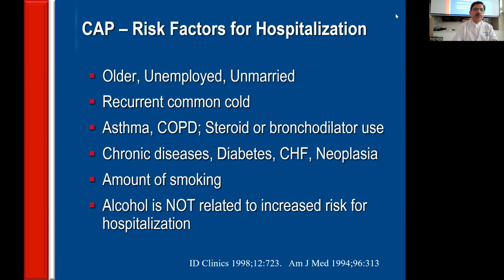Risk factors for hospitalization. Who are the ones who need to get admitted? Older patients, unemployed, unmarried, recurrent common cold, asthma, COPD, steroid or bronchodilator use, chronic diseases, diabetes, congestive heart failure, associated neoplasia, amount of smoking is more. Alcohol is not related to increased risk for hospitalization. Alcoholics can have Klebsiella pneumonia, but there is no increased risk for hospitalization.